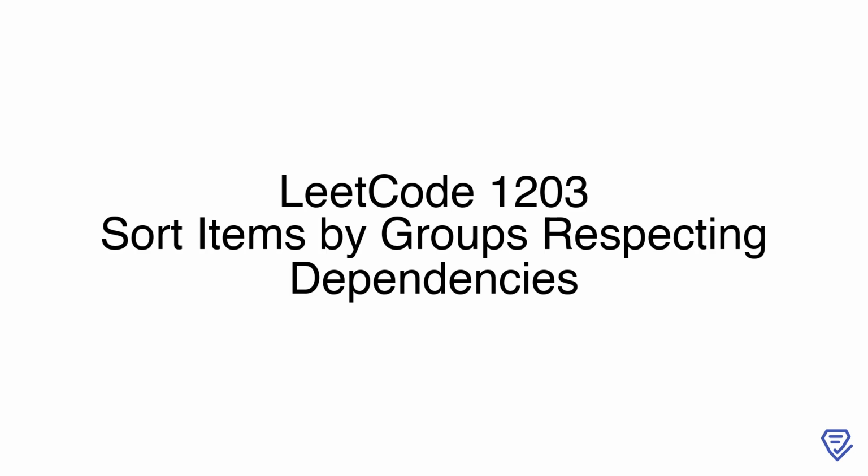Welcome! In this session, we'll explore an exciting graph problem from LeetCode, problem number 1203, sort items by groups respecting dependencies. This problem challenges us to sort items while adhering to both group constraints and dependency relationships, making it a fascinating mix of graph theory and topological sorting. Let's dive in and unravel the solution step by step.